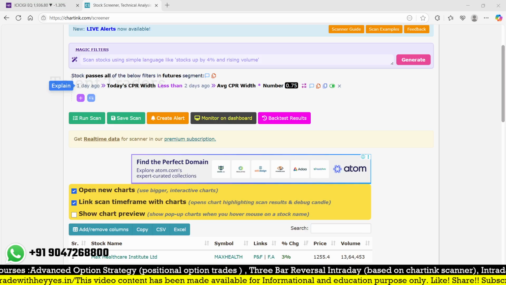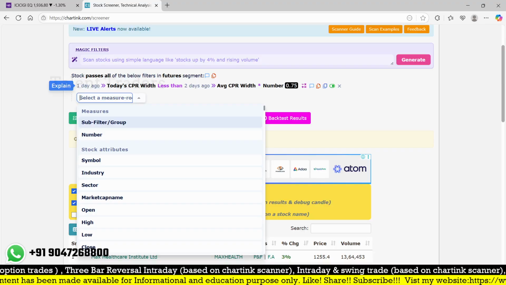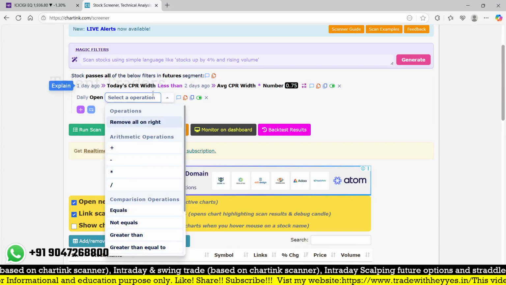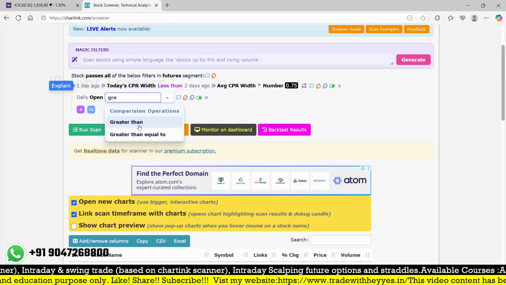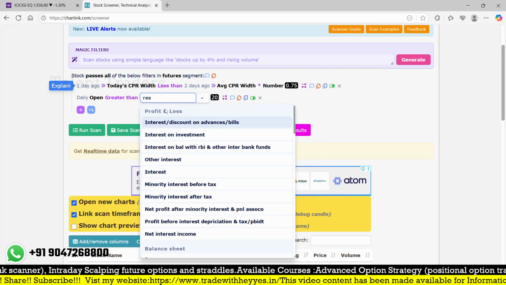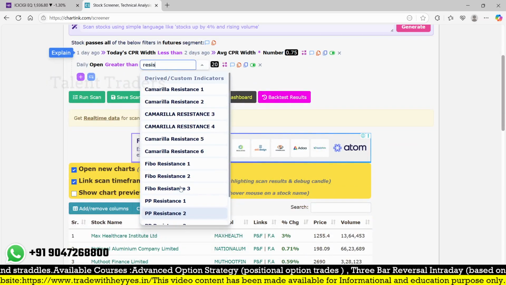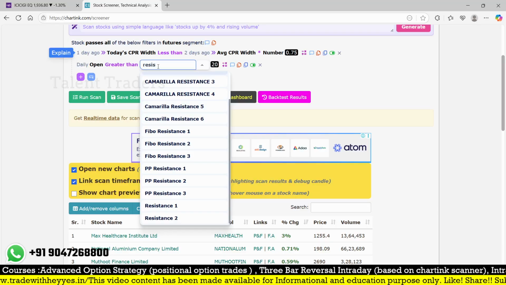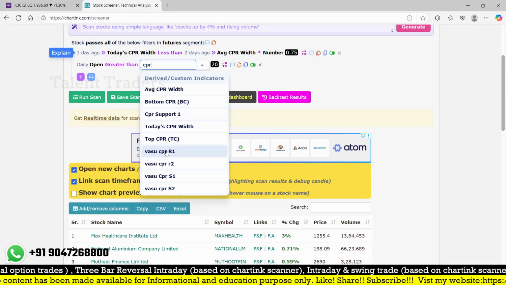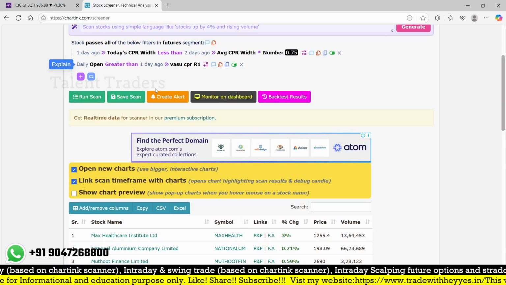Hereafter we use the gap up. For example, if I want to find a gap up, let me add the open. Today's open must be greater than R1, resistance one. There are many support and resistance levels, so we need to use the CPR resistance. This is one of the CPR resistances if you take it from one day ago. Here the CPR resistance is different.